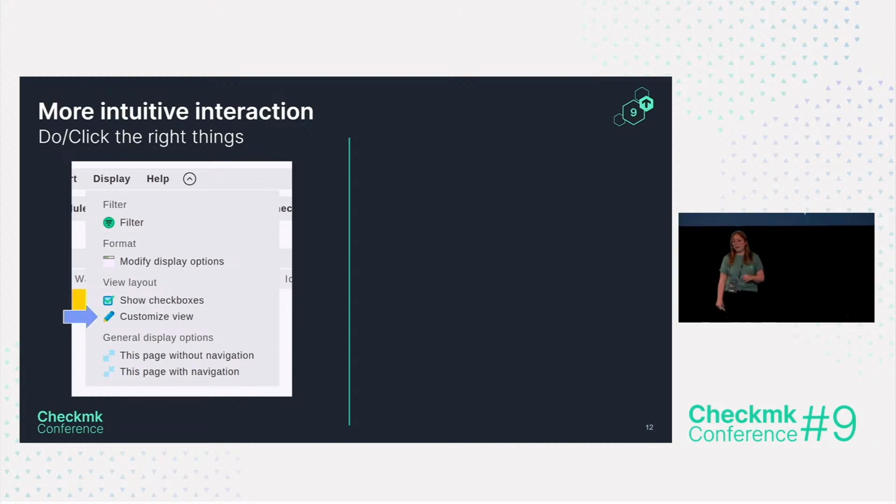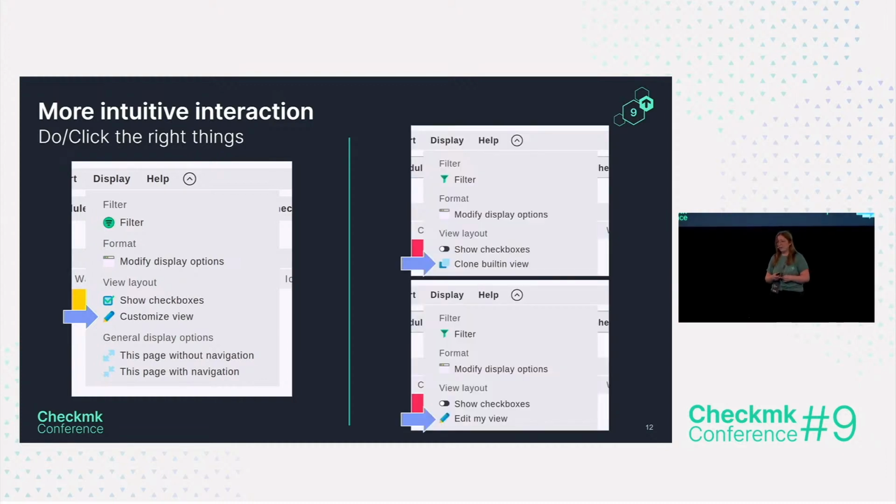There's also the action customize view, which depending on where you are, either creates a clone of a built-in view, or if you are already on a custom view, takes you to editing it. Neither of these actions are really correctly represented in this label. That's why we split it into 2 actions. So if you are on a built-in view, it has now the label clone built-in view with a clone icon in front of it. And if you are on a custom view, it simply says edit my view with the edit pencil in front of it.